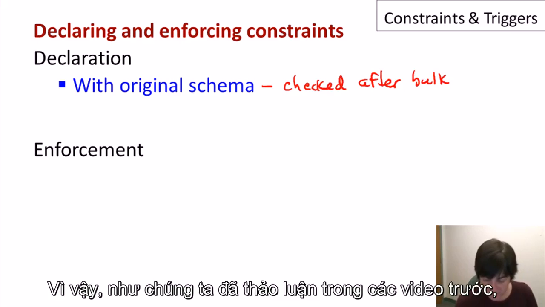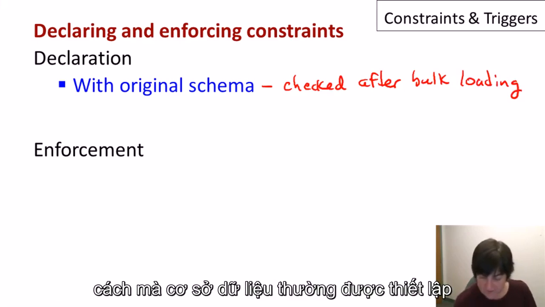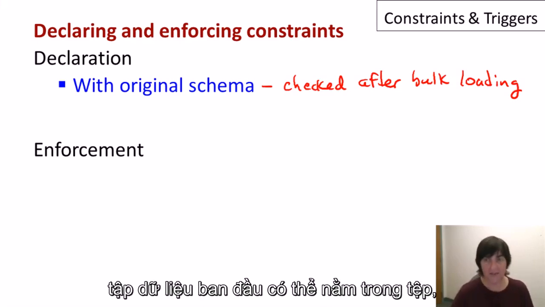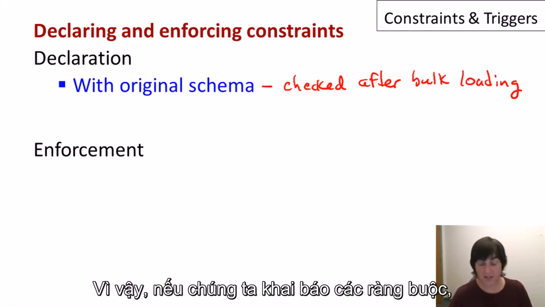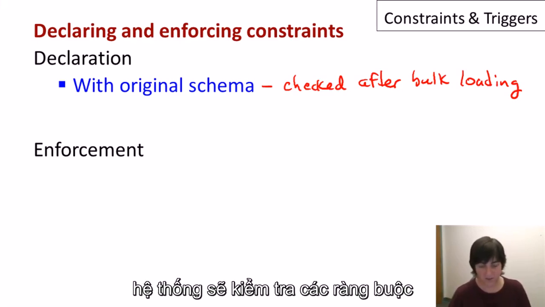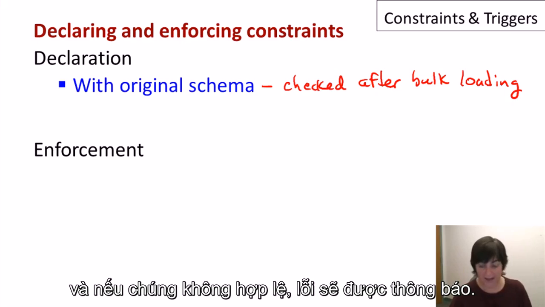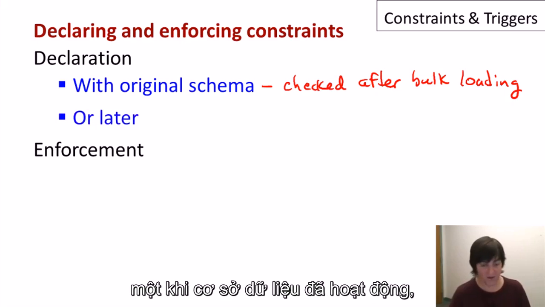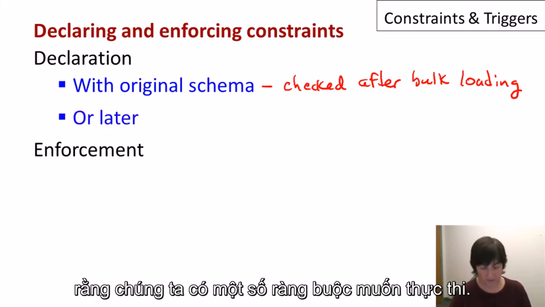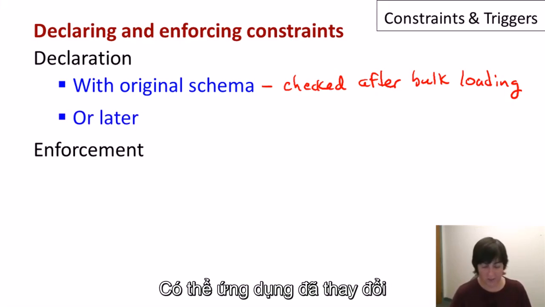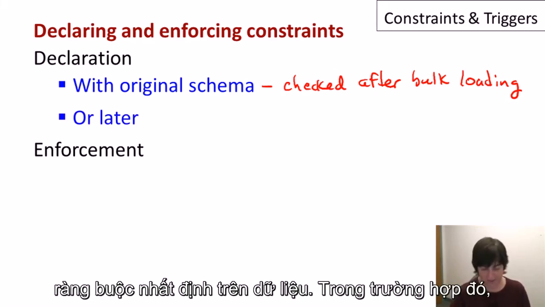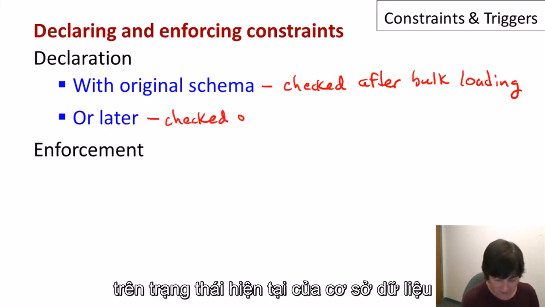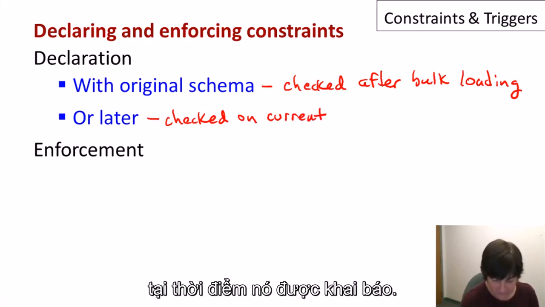So as we discussed in previous videos, the way a database is often set up is the schema is declared and the initial set of data may be in a file and then it's bulk loaded in the database. So if we declare constraints, then after the data is loaded, the system will check the constraints, and if they don't hold, an error will be raised. Now another possibility is that we decide once a database is already in operation that we have some constraints we'd like to enforce. Maybe the application has changed or maybe we just realize that there are certain constraints on the data. In that case, the constraint is checked on the current state of the database at the time it's declared.